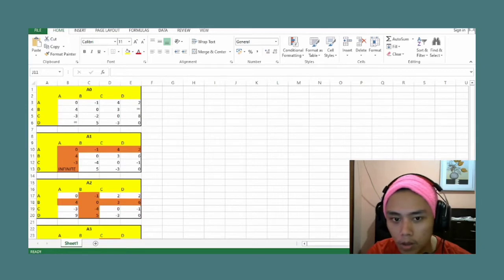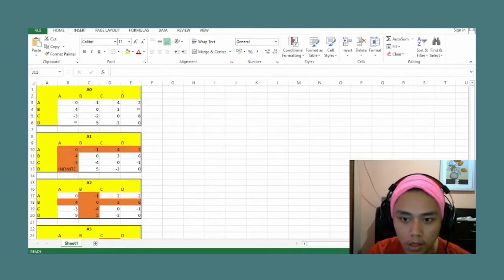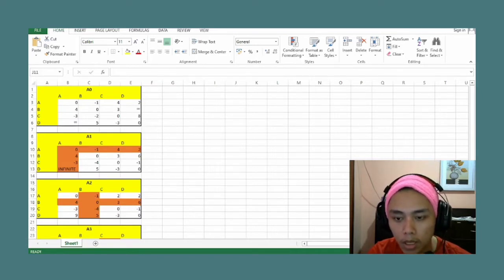They are applied to all the matrix: A to B is -1, A to C is 4, A to D is 2, B to A is 4, B to C is 3, and B to D is infinite because there is an absence of an edge. C to A is -3, C to B is -2, C to D is 8, D to A is infinite, D to B is 5, and D to C is -3.